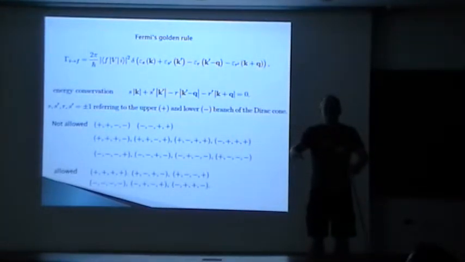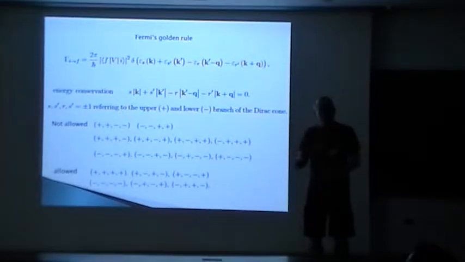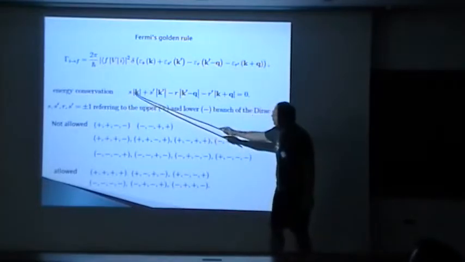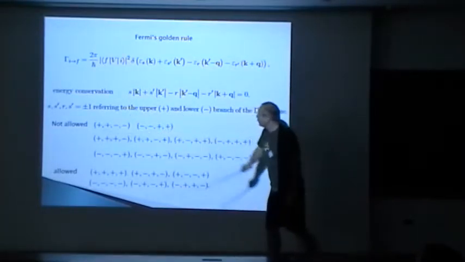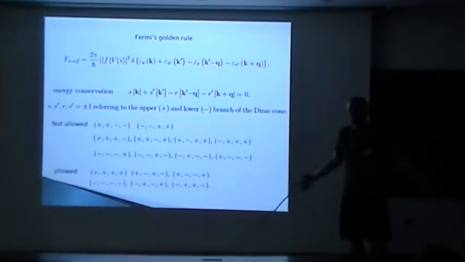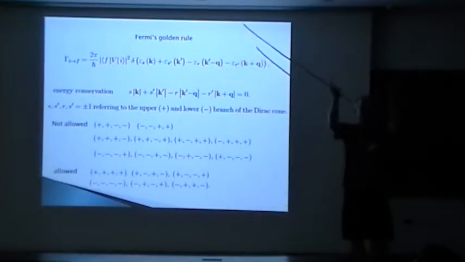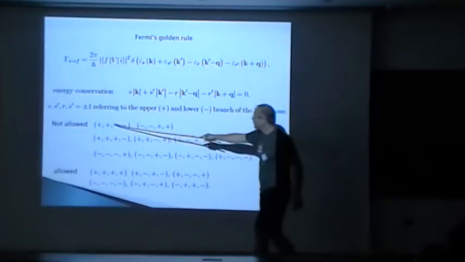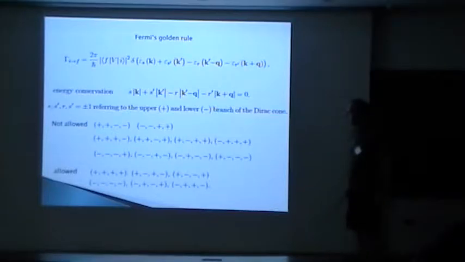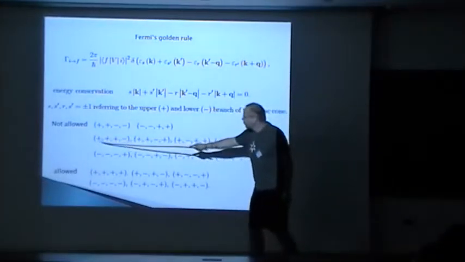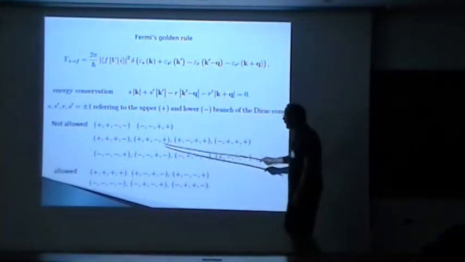And we need to go through all 16 combinations to see which processes are allowed. If I have two states that are in the upper cone, plus plus, there cannot be two final states in the lower cone and conserve energy, right? Because both initial states are positive and final states are negative, and they can't be equal. So therefore, those two are immediately not allowed. But we are lucky. There are another 8 that are also not allowed, where we have, say, 2 from the upper and 1 from the lower, and others.